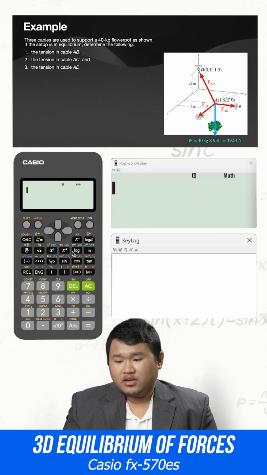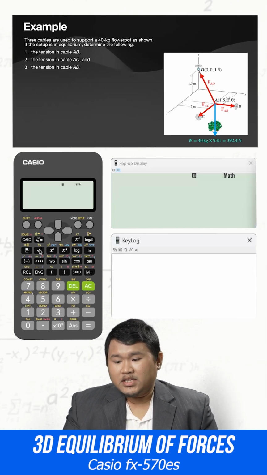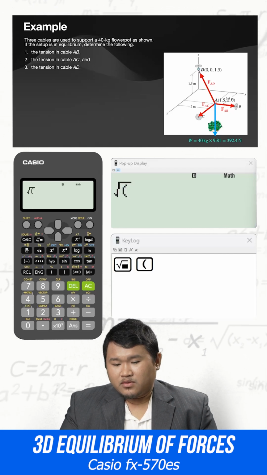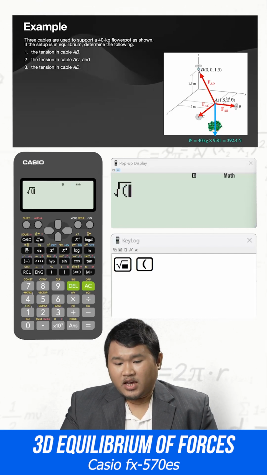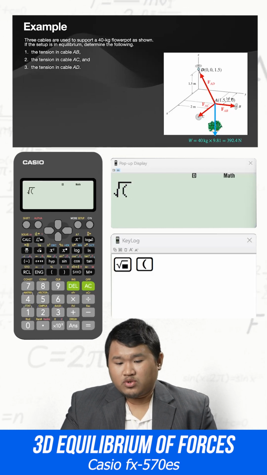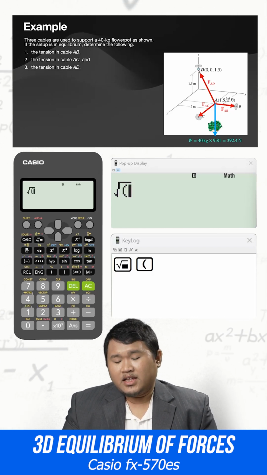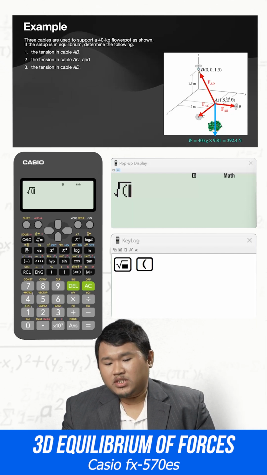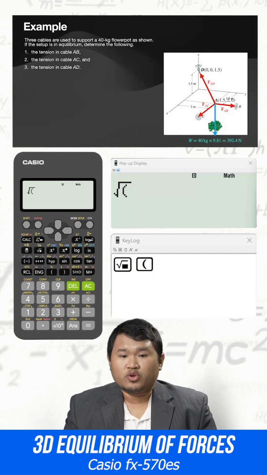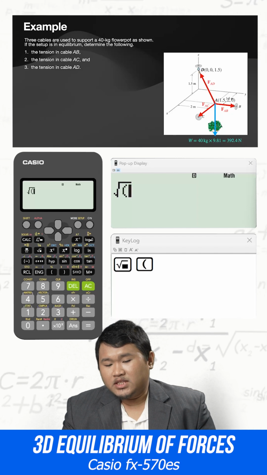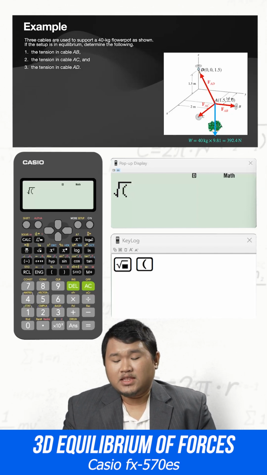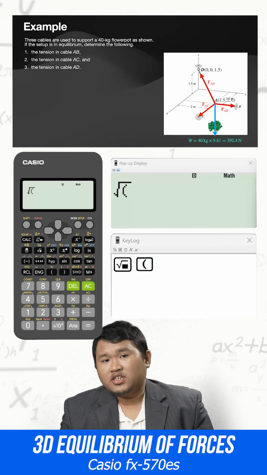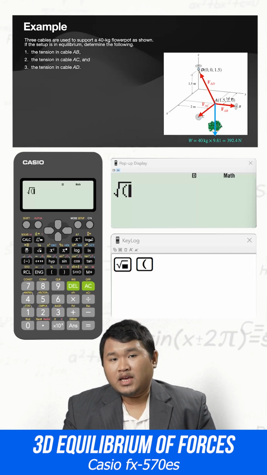of AD. So to do that, we will plug in the values: square root of, parentheses, and then what we will do is subtract the final and the initial point component by component. So in this case, since A is the initial point or the tail of the force, and D is the final point or the head of the force, we will do the final, which is point D, minus initial, which is point A, component by component.